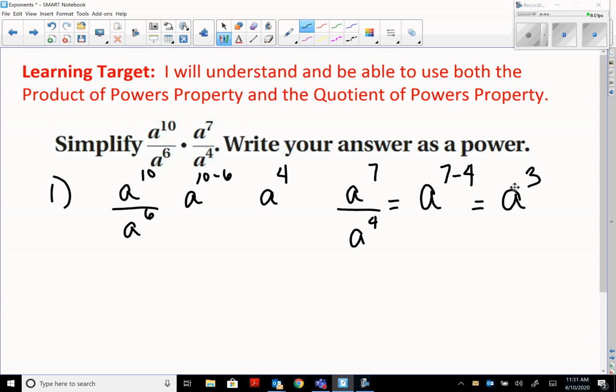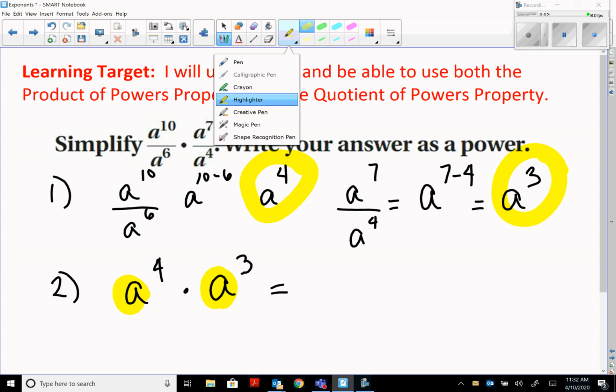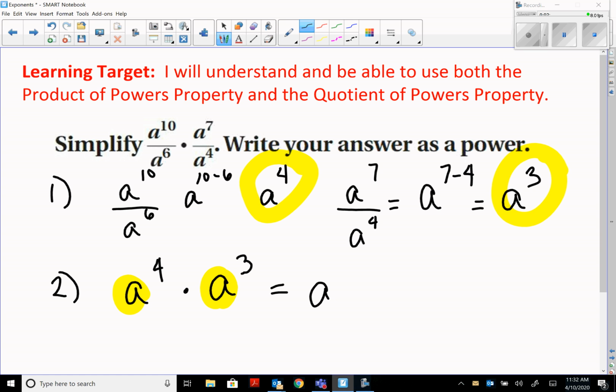So now I need to multiply. I've got A to the 4th and A to the 3rd. So now I'm going to multiply those two together. So if I have A to the 4th power times A to the 3rd power, I am multiplying. Both of them have a base of A. So I'm allowed to add the exponents. And 4 plus 3 is 7. So my final simplified answer would be A to the power of 7.